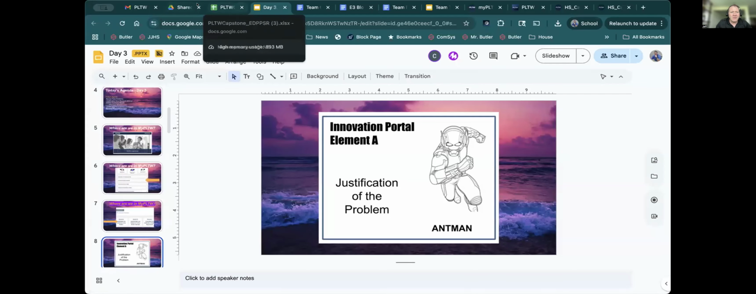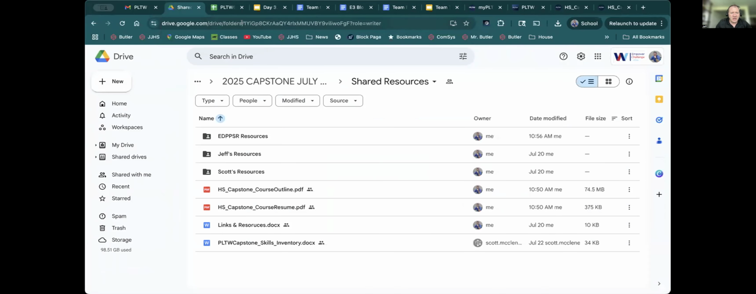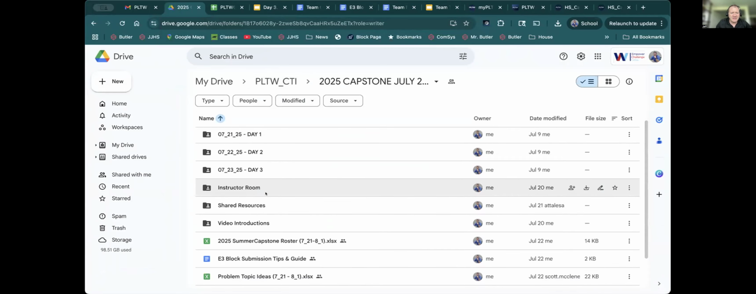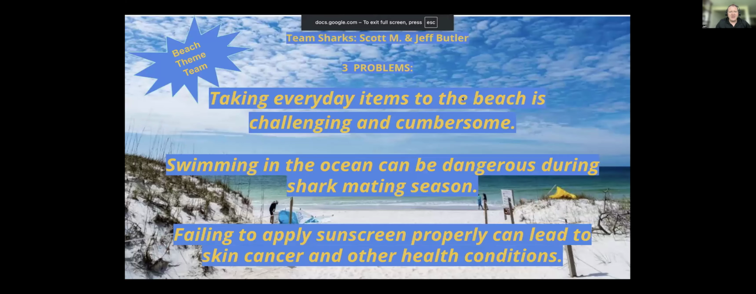All right, so let's go to our shared folder. Let me take a step back. We're going to go to our team's top three problems. And just for an example, this is just fictitious. Scott and I ended up forming a team together, beach theme related. And we said, hey, taking everyday items to the beach is challenging and cumbersome. Swimming in the ocean could be dangerous during shark mating season. Failing to apply sunscreen properly can lead to skin cancer and other health conditions.